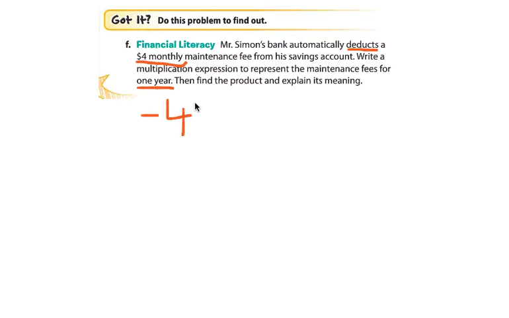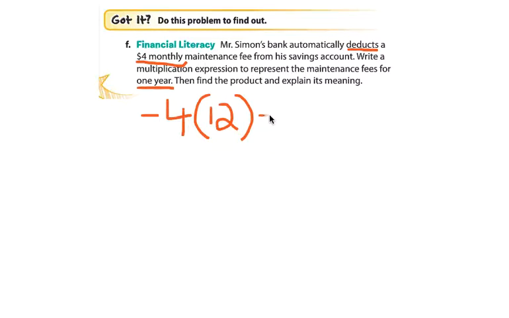And it's per month, right? So we want to know for the term of an entire year. So we want to think about how many months are in 1 year. Well, I know that there's 12 months in a year. So I'm going to say negative 4 times 12. Okay? So negative 4 times 12 is how much money will be deducted every year.